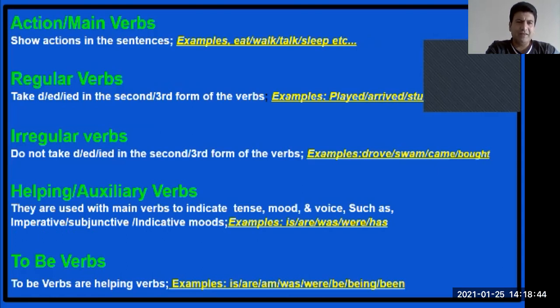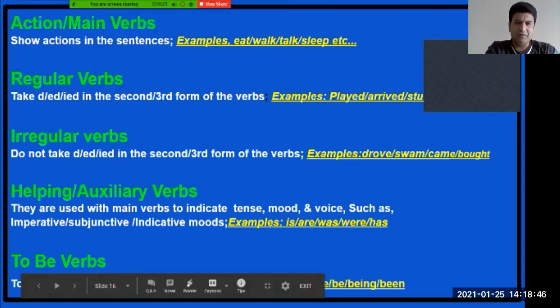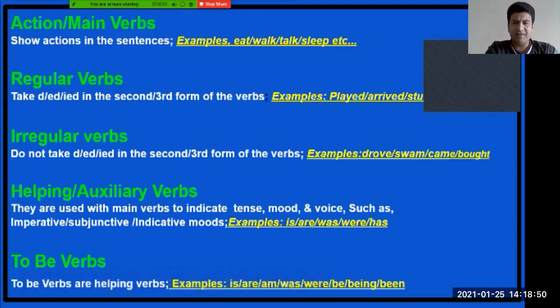So let's discuss the first one, action or main verbs. They show actions in the sentences. The examples are eat, walk, talk, sleep, finish, start, open, close. So these all are the examples of action verbs or main verbs. And you can also categorize verbs into two forms like helping verbs or main verbs, something like that. So they are actually called the main verb as well.